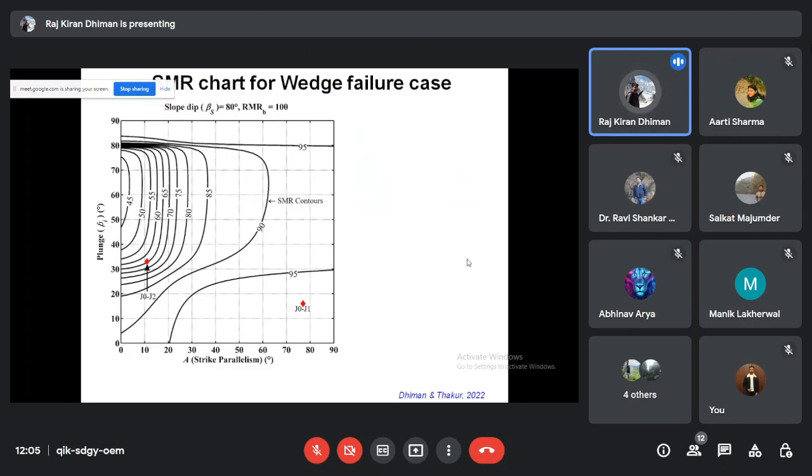Similarly, I have done it for the wedge failure case. There were two intersections which had strike parallelism less than 90 degrees, and this is the plunge value of the intersection line. I have plotted these two values here. I can see that one intersection is very favorable. There is no failure because our SMR is very high. The second is lying between 60 to 65. So there is some probability of failure along this wedge.